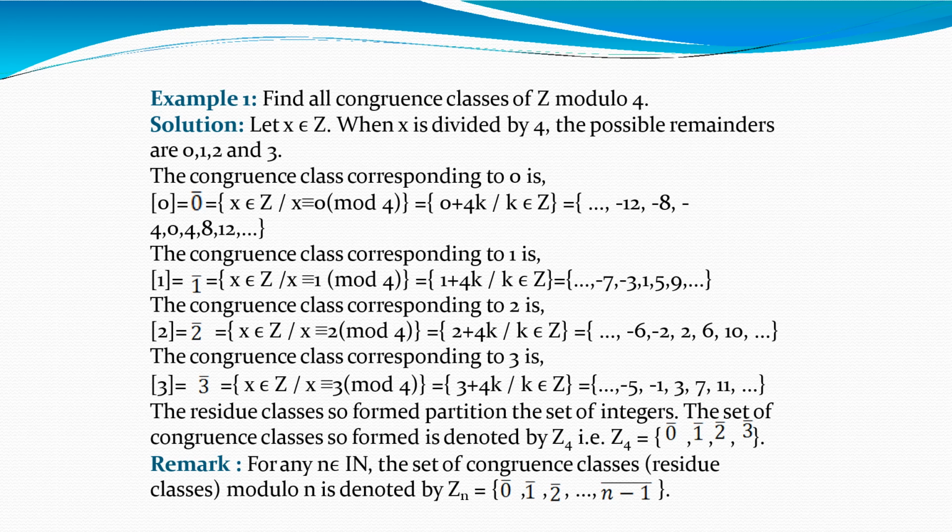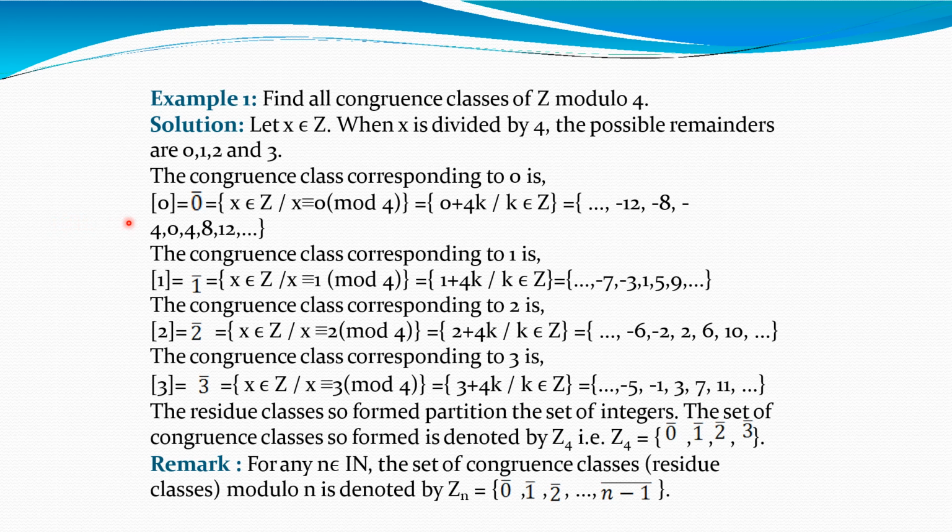Now, the next example is to find all congruence classes of Z modulo 4. Now we have already seen the definition of congruence classes of Z modulo n. Now we consider x as any integer. If we divide x by 4, then the possible values of remainders are 0, 1, 2, 3. So for these values only we decide the congruence classes or equivalence classes, because for the remaining elements we get identical equivalence classes.